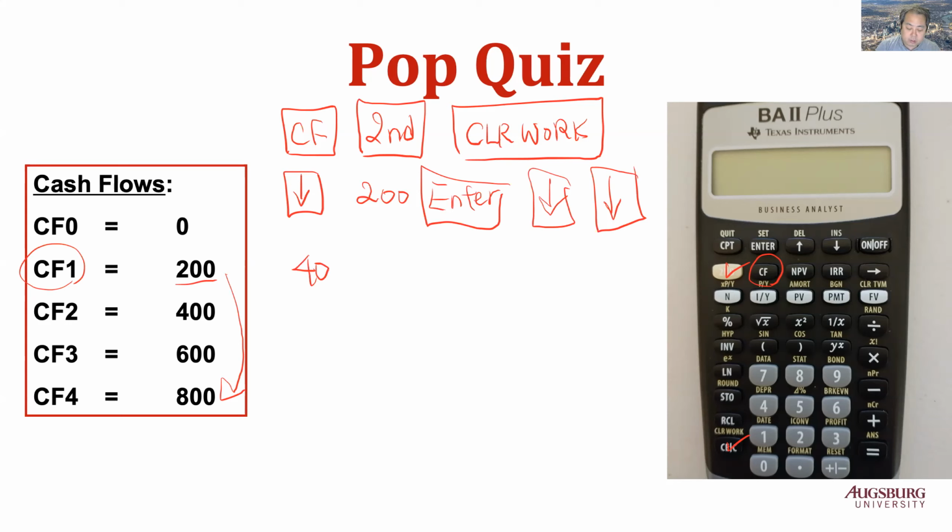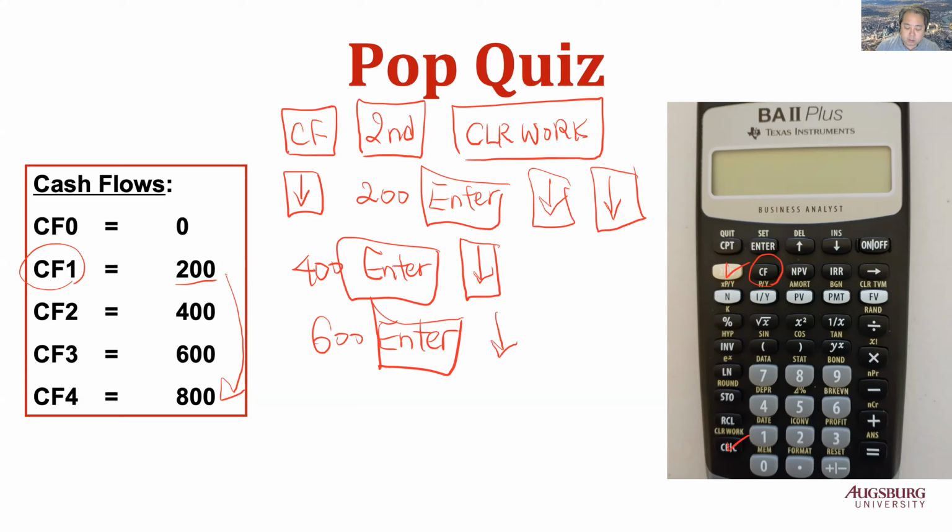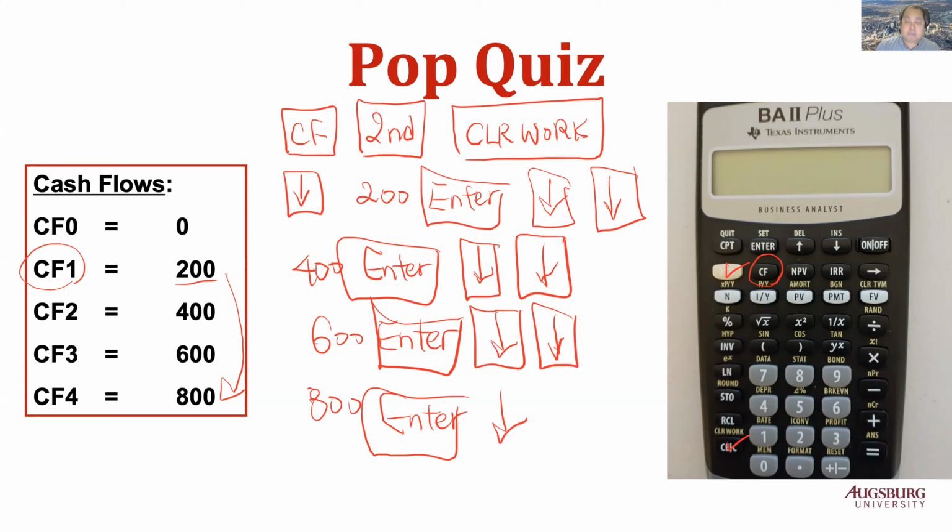And then 400, the second cash flow, enter. Then C02 equals 400, down. 600, enter. That's the third cash flow, C03. Actually you have to press down again because F02 equals 1, right? So 600, enter, down, and down again because it's F03 equals 1. Finally, 800, enter, that's C04. Press down arrow, then you confirm that F04 equals 1.